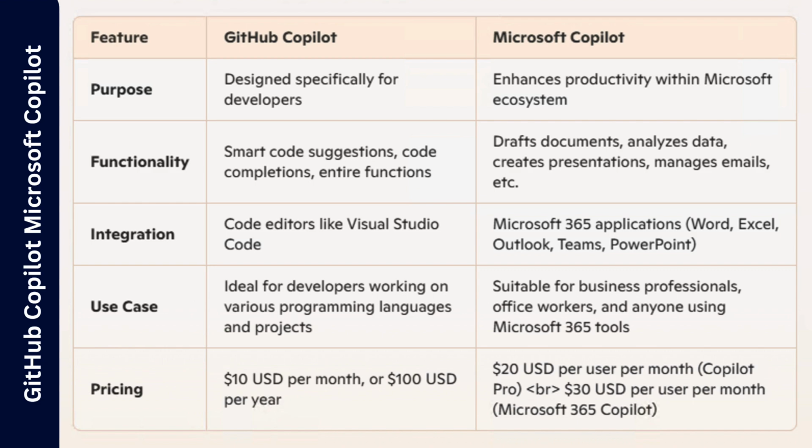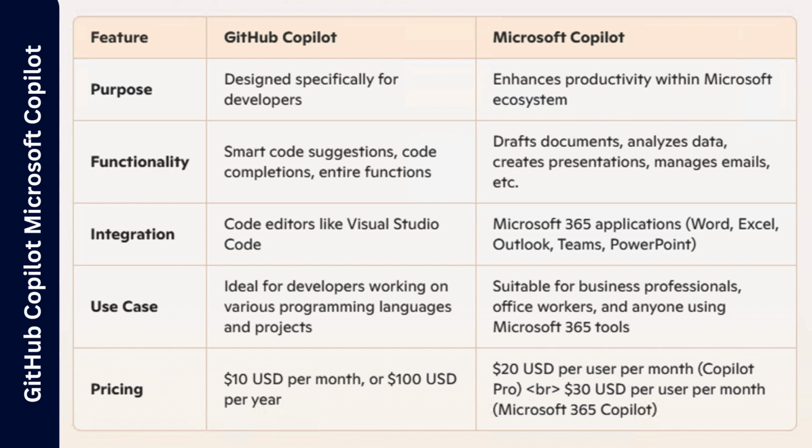Pricing: GitHub Copilot costs $10 per month or $100 per year, with free access for verified students, teachers, and maintainers of popular open-source projects. Microsoft Copilot costs $20 per user per month for Copilot Pro and $30 per user per month for Microsoft 365 Copilot, with a free version available offering limited features.